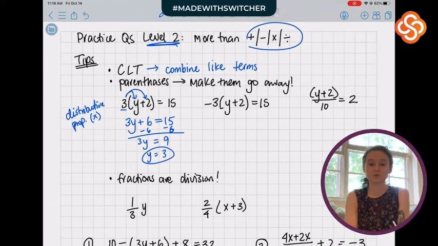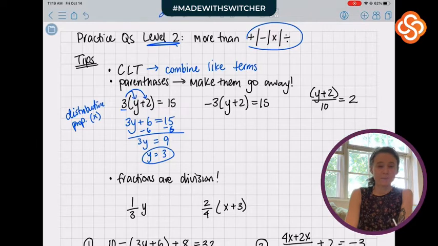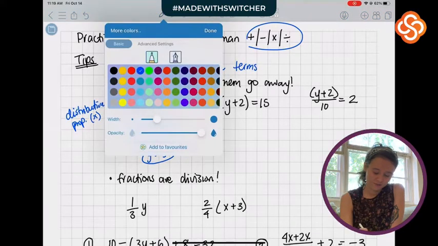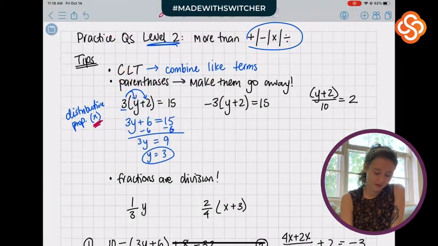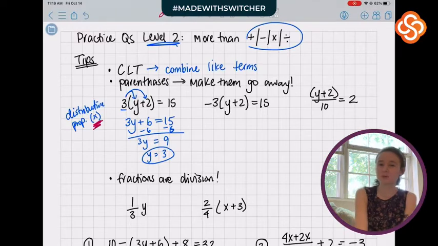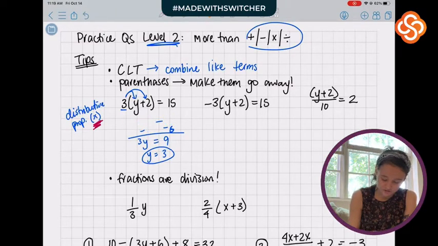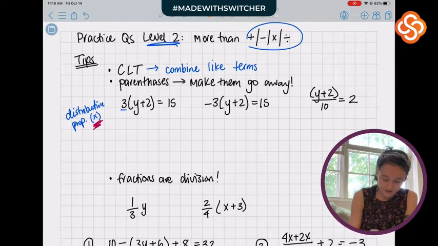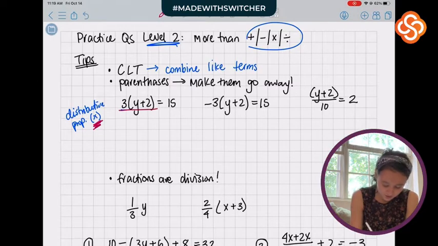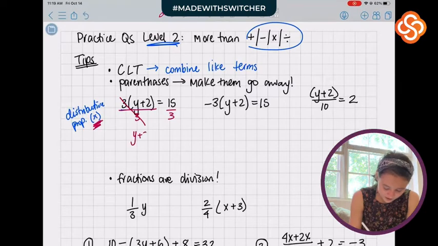So one thing you can do is distributive. But what did I just say distributive was? What operation is distributive? It's multiplication. So what's the opposite of multiplication? Division. So an easier strategy for some people would be, instead of doing all that work to distribute, you just do the opposite of multiplying by 3. So I would just divide both sides by 3, get y plus 2.